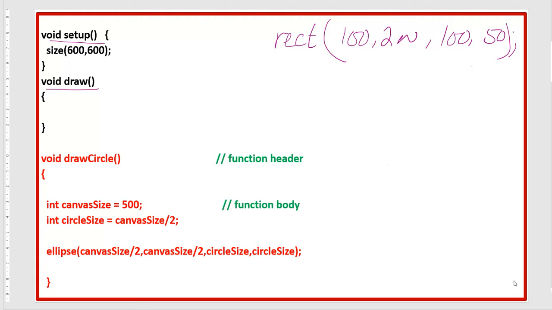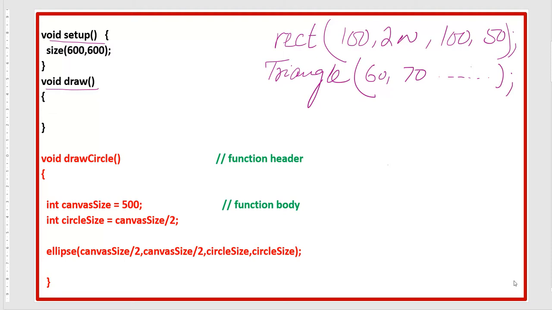Similarly, if we want to make a triangle, we can write down triangle, which is the function or command, both are the same. Here we have to give 6 parameters because a triangle needs 6 parameters. When we run it, we will get the triangle.